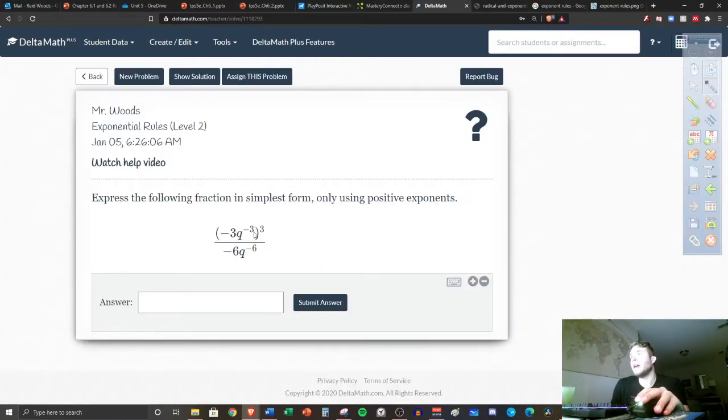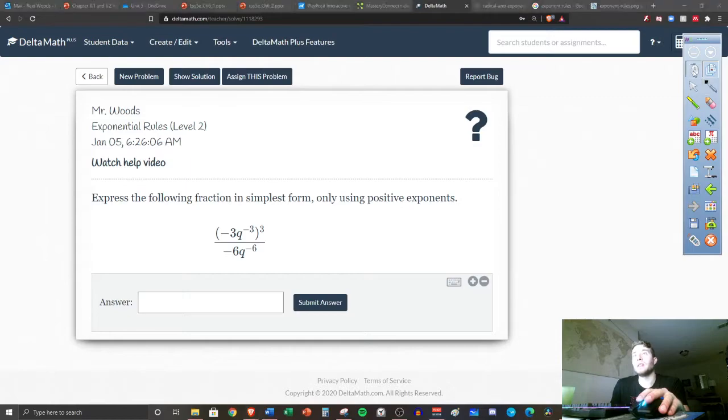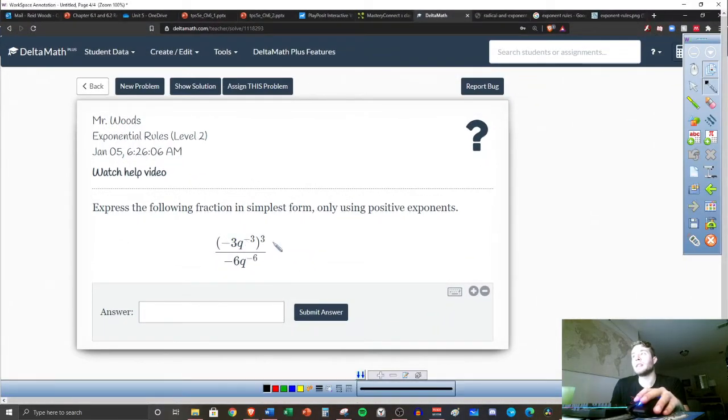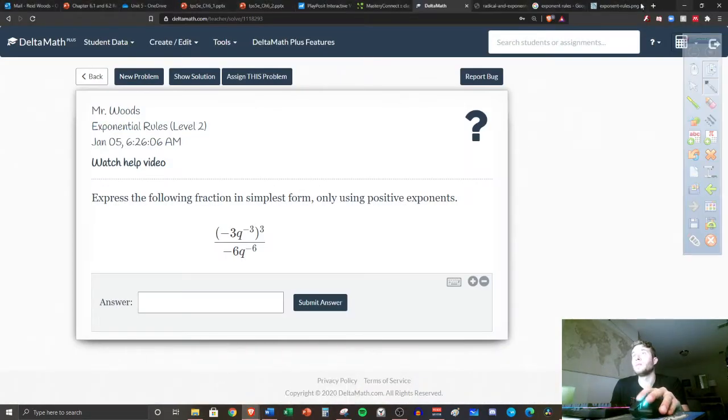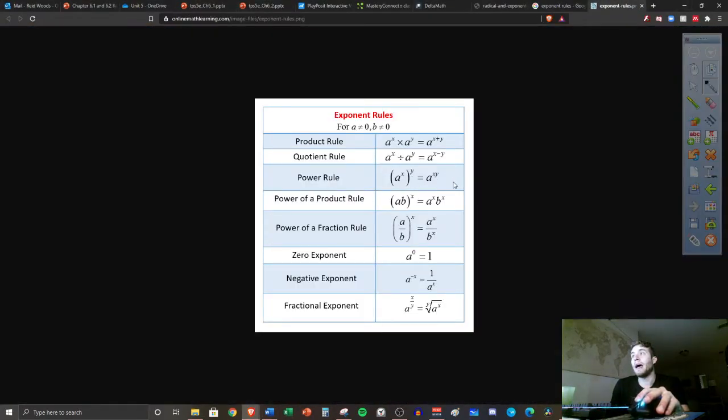Let's look at the second one. Now we get these negative exponents that pop up. So let's talk about how we could go through this. What I would usually recommend is simplify the numerator and the denominator first. So me looking at this, this makes me want to have that power on the outside. So let's go back to our rules. Look at those. This is that power rule.